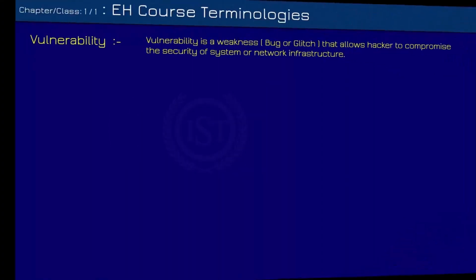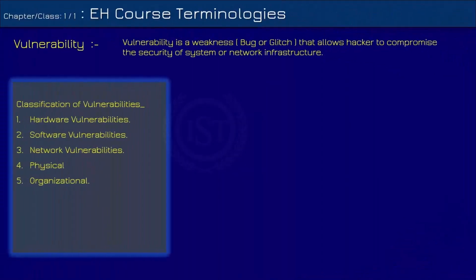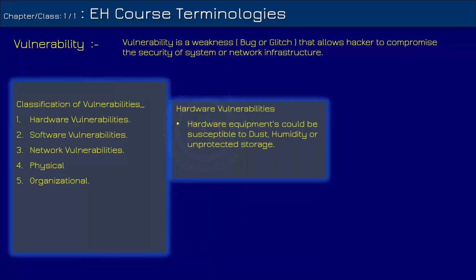Namely software vulnerabilities, hardware vulnerabilities, network vulnerabilities, physical and organizational vulnerabilities. Hardware vulnerabilities are vulnerabilities to hardware devices or equipment, like your external hard disk could be prone to dust and humidity, and that could corrupt your hard disk.